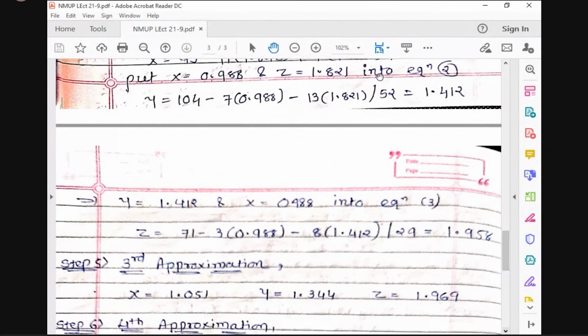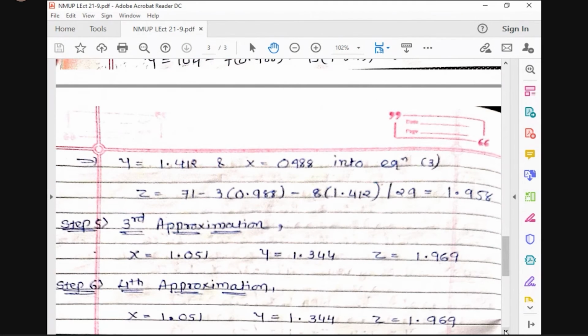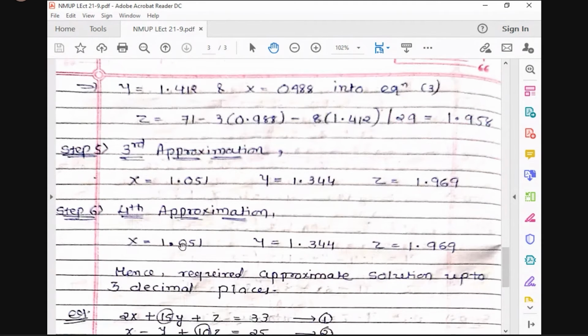Now these three new values are available with us after the second iteration. Now by using these, again we have to follow the same steps, and by doing that I got the value of x equal to 1.051, y equal to 1.344, and z equal to 1.961. Now I'm taking help of these values and doing this fourth iteration, and by doing this, I got the same values over here.